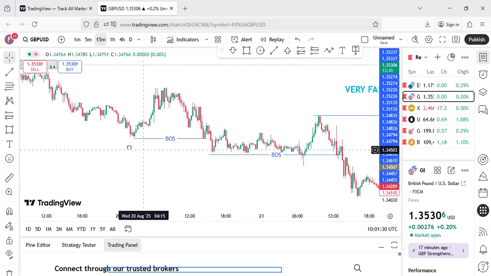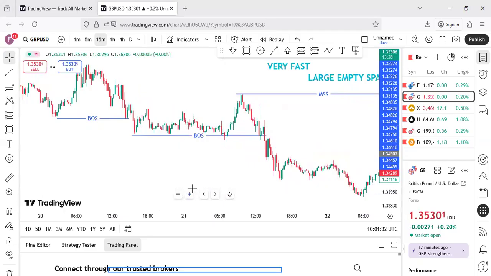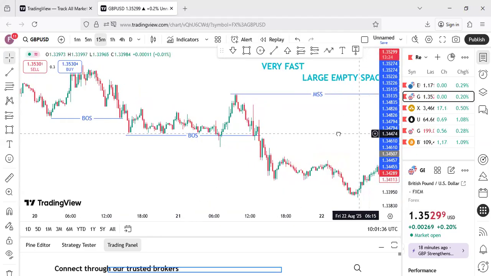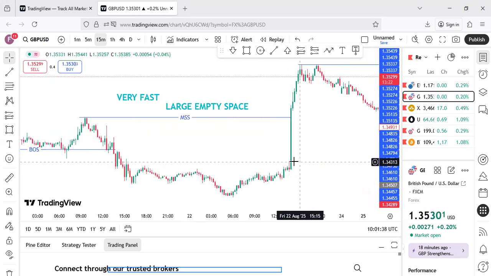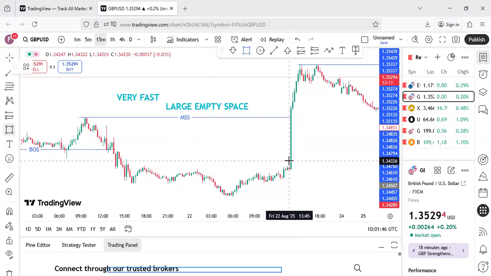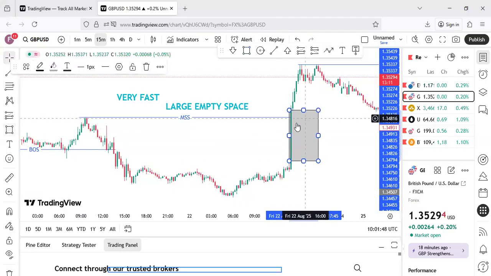But in the case of liquidity void, it is created by a fast impulsive move, one candle, just one candle. Sometimes it's more than one, but in some cases it's just one candlestick. And what do you see? We have an impulsive move that created one candle. Only one candle created the impulsive move. So this kind of scenario is not called a fair value gap.